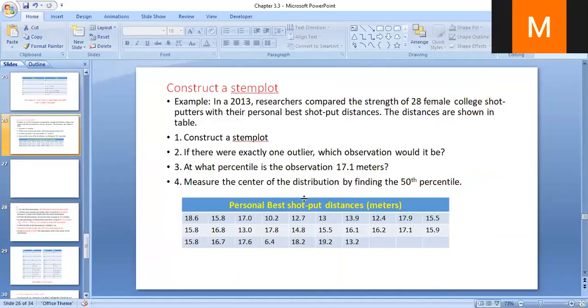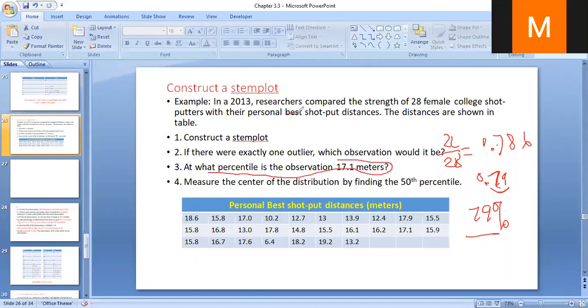The question here: 22 divided by 28, you will get 0.786. When you find a percentile, you choose only 2 decimals, so 0.79. This is 79%. So the percentile of observation 17.1 is 79.